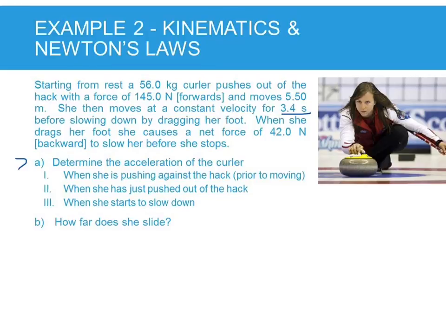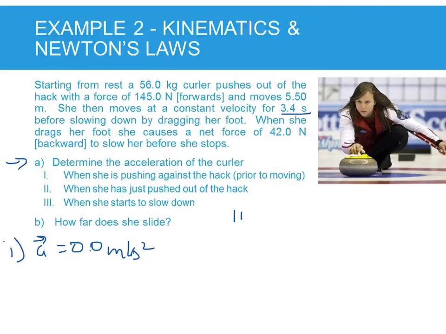So like I said, we're generally going to use our F net equation to be able to calculate the acceleration. So part A is asking us to calculate acceleration. So in the first part of her motion, she's pushing back against the hack. So that means she hasn't moved. And if she hasn't moved, then we don't have to do any work for the acceleration. She has gone 0 meters per second squared. So that's her first acceleration.